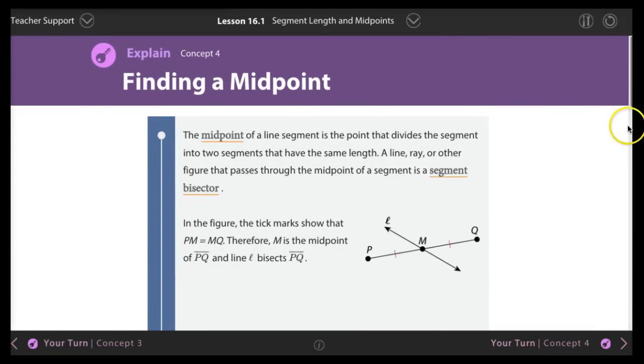Finding a midpoint, because a lot of time has already passed, I'll just tell you really quickly. A midpoint is a point in the middle, another vocabulary word you gotta know. And so if you have a point here and you divide this segment into two equal parts, guess what this thing is called? It's called a segment bisector. Whether it's just a point or a line or a ray or some shape, whatever divides this segment into two equal parts is going to be called a segment bisector. So a segment bisector basically creates a midpoint in a line. Okay?